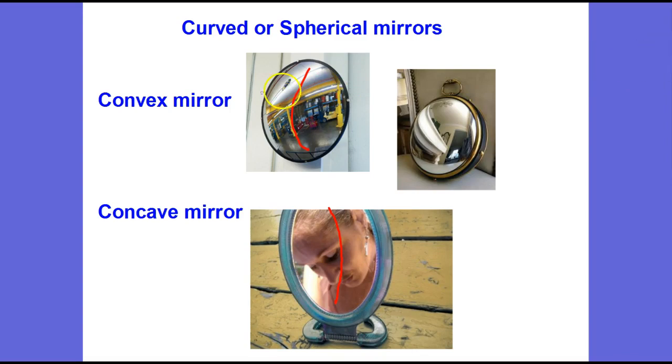We have curved mirrors. We have convex mirrors, which are the ones that kind of bulge out in the middle, and we have concave mirrors, and those are the ones that kind of go in the middle.